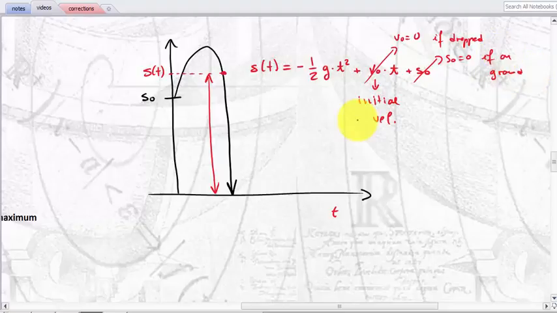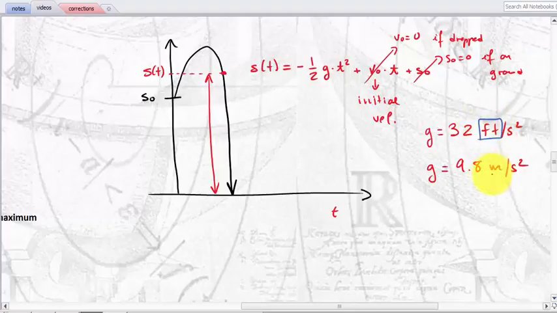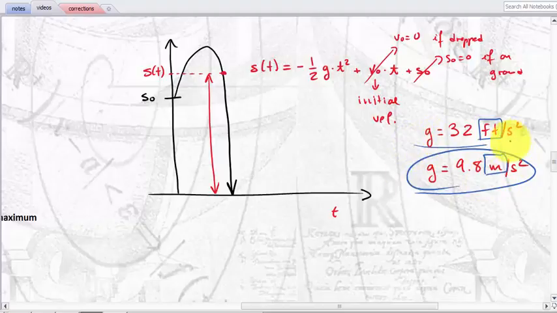You need to know it. What is G? G is the constant of acceleration. So if you're measuring height in feet, G is 32 feet per second squared. It's an acceleration. If you're measuring height in meters, G is going to be 9.8 meters per second squared. So you need to be looking at the problem to see what they measure the height with. International system of units or the Brits.